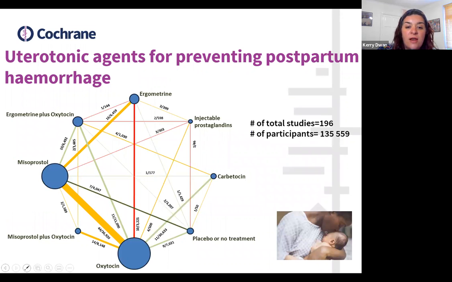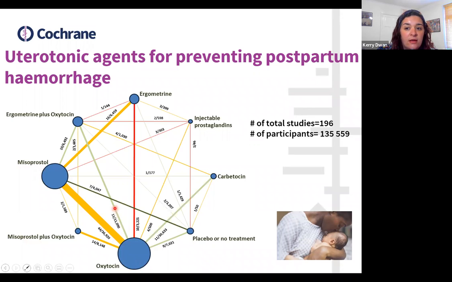So this is the network diagram that I showed you before, and this is for the outcome of postpartum hemorrhage greater than or equal to 500 mils for the uterotonic agents review. And the nodes, which are the circles, the interventions, the size of those represents the number of trials comparing this intervention to others in the network. So you can see the interventions that were considered most, misoprostol and oxytocin.